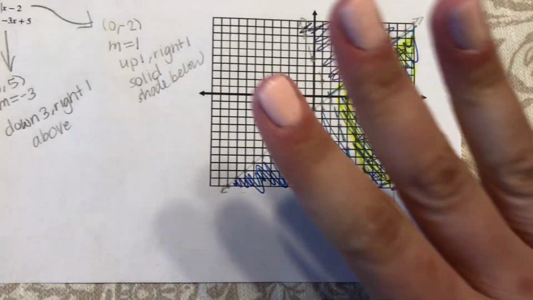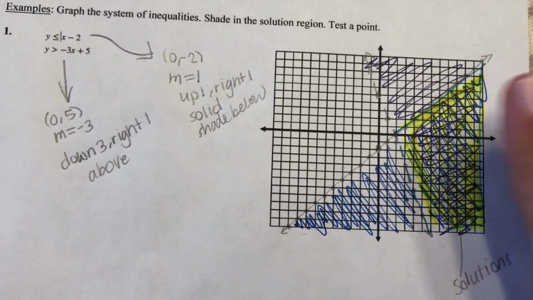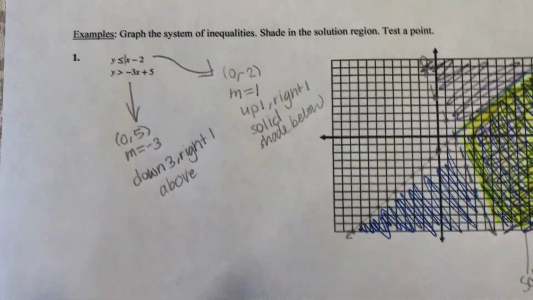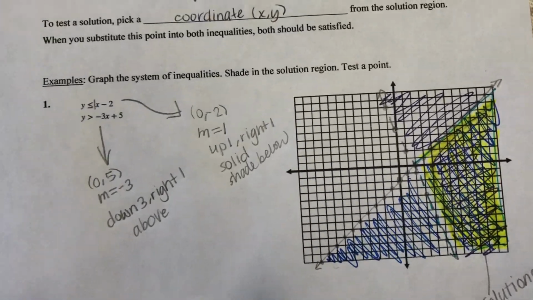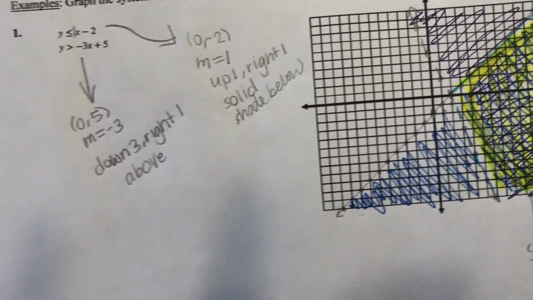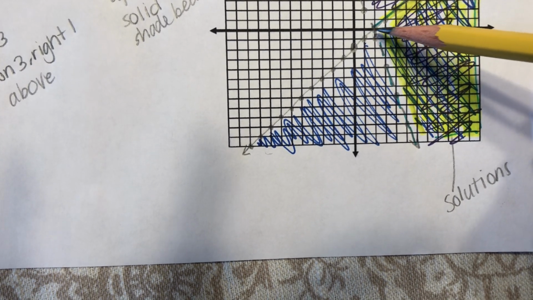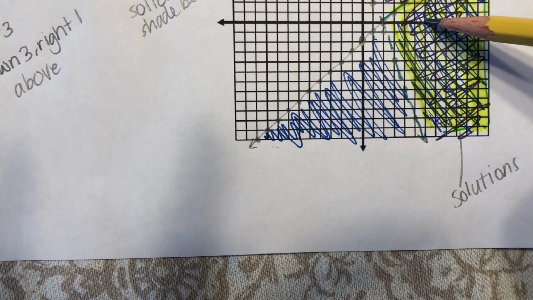So that's kind of like 3 ways that you can show your solutions if you choose to do the shading for both of these, okay? Lastly, we're gonna test a point. Any random point in this region here of the overlap of shading should satisfy both of these. So I'm just going to choose something easy like (6, 2). Looks like it's clearly in there.